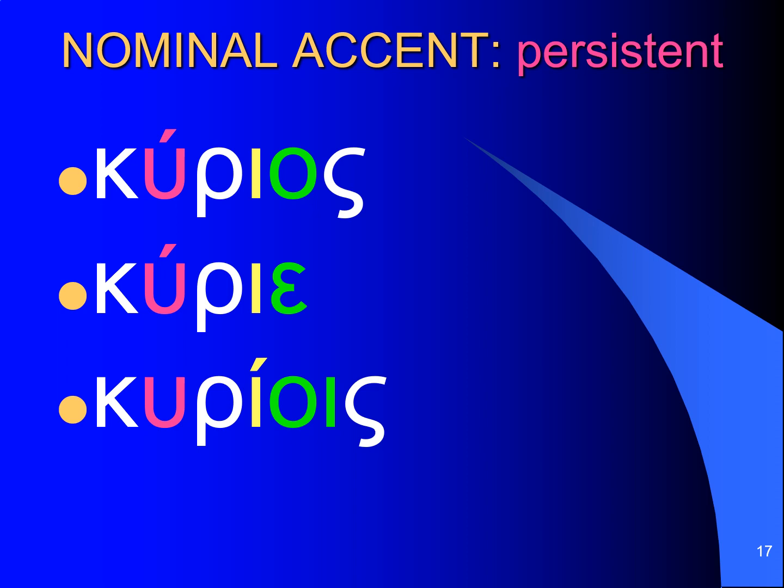With kurios, however, the situation changes. Omicron iota is a diphthong, and although it can sometimes be short, here it doesn't occur at the very end of the word, so it's long as a usual diphthong would be. But because the ultima is now long, the accent can't be on the antepenult, so it gets pulled to the penult, which in this case is the iota. Let's look at another.